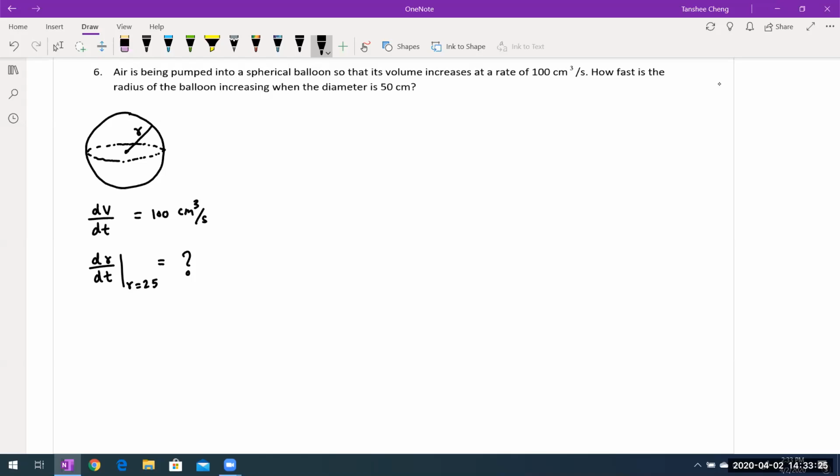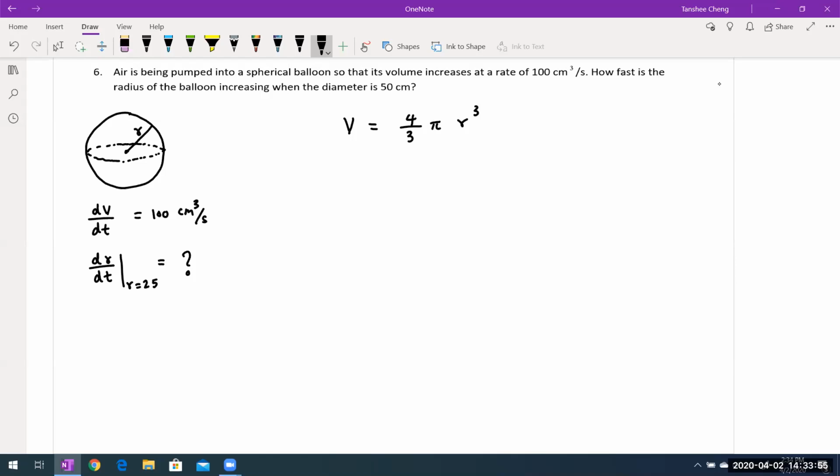To relate the rate of change in the volume to the rate of change in the radius, we have to use the volume formula for the sphere. Volume is equal to 4/3 pi r cubed. So you need to remember and recall all the basic formulas for volume, area, and surface area, okay?